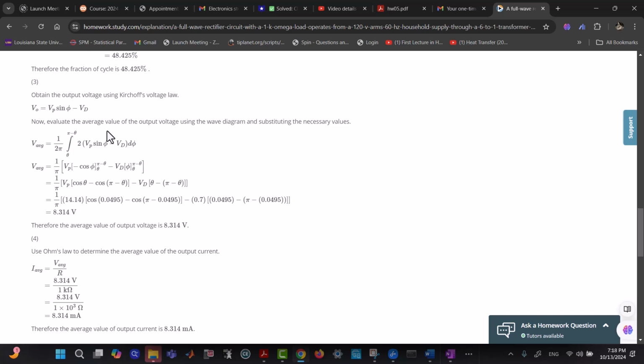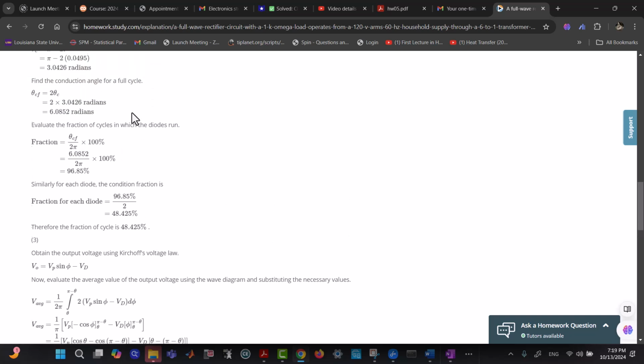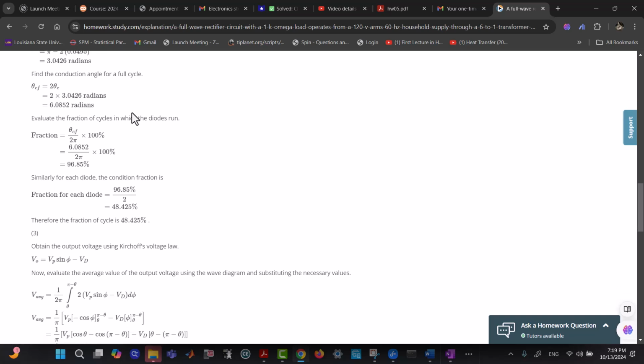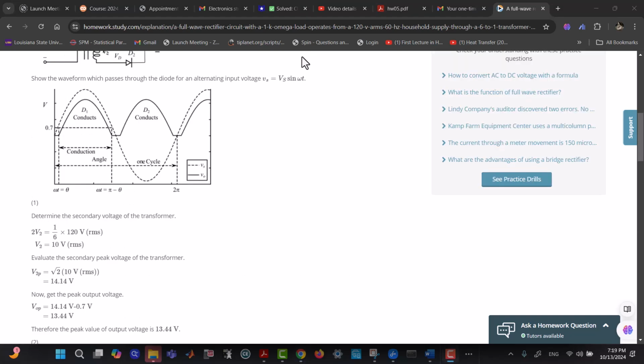And then to get the average value, you integrate over a period. So the period would be 2 pi. And so integrate from theta to pi minus theta. So if you look at what's going on in this particular circuit, diode 1 conducts, and then diode 2 conducts in this dotted line. They're showing VS, and our conduction angle is what goes from the parts where D1 is conducting.